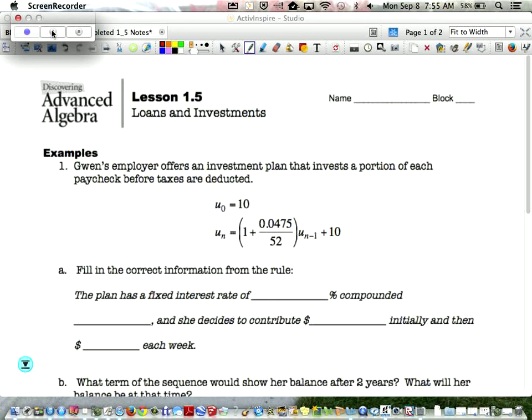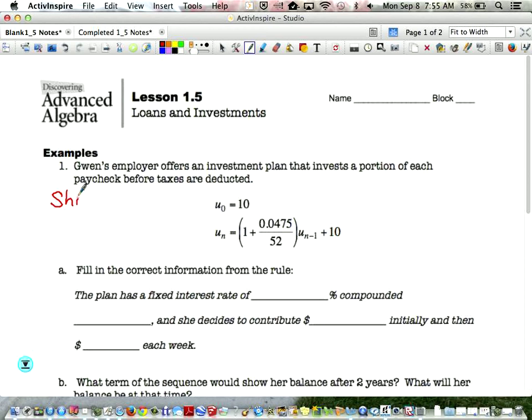So does anybody know what kind of name we give that sequence, that recursive formula? Shifted geometric. So it's a special recursive formula because we are multiplying here. This set of parentheses is multiplying every term. And then over here, we're adding to every term. So it's got a little bit of geometric and it's got a little bit of arithmetic in it, right?